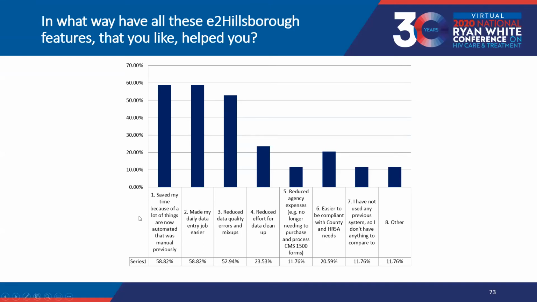Number one is saves my time, because lots of things are automated that were manual previously. It made my daily data entry job easier, reduced data quality errors and mix-ups, reduced effort for data cleanup, and reduced agency expenses, for example, no longer needing to purchase and process CMS 1500 forms. It's easier to be compliant with county and HRSA needs. And I have not used the last one.